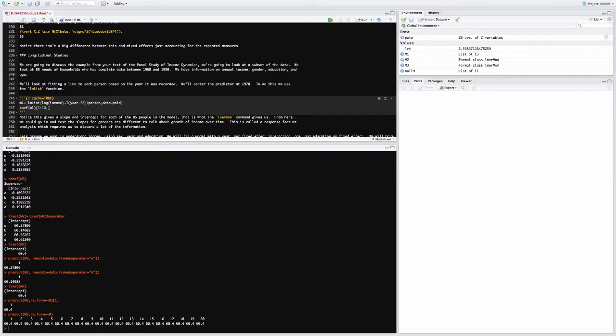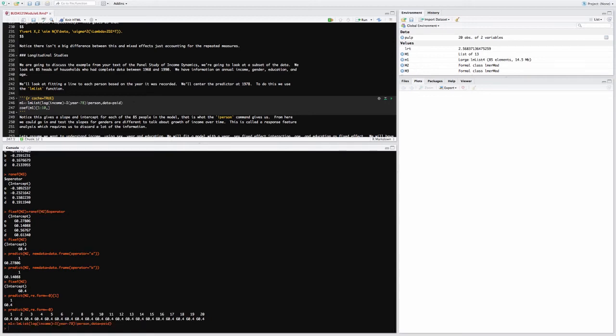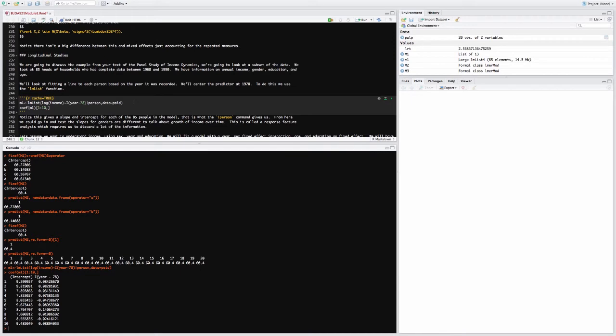If we do lmList, it's going to fit a linear model for each person based on 1978. And if we do this and I show you the first 10 rows, for the first 10 people, here's the intercept and here's the slope over time.